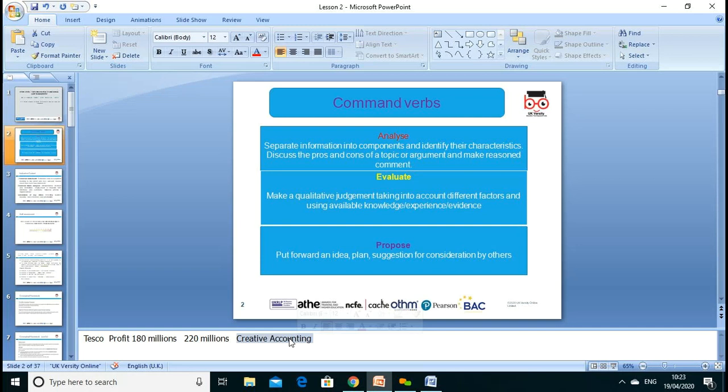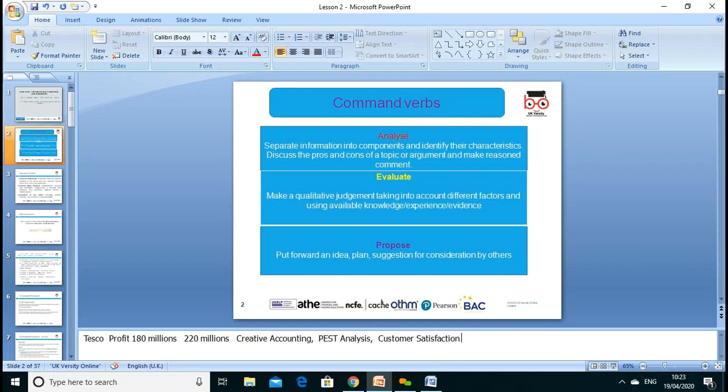Evaluate means making quantitative and qualitative judgments, taking into account different factors. When we measure performance, we look at PEST analysis as well: political, economic, social, and technological. We can look at customer satisfaction, at surveys, and at our brand image. So we evaluate from different qualitative perspectives: are customers happy or not happy with our services?